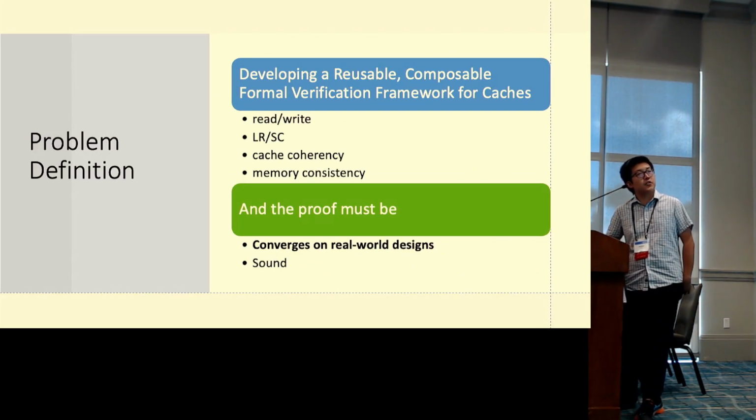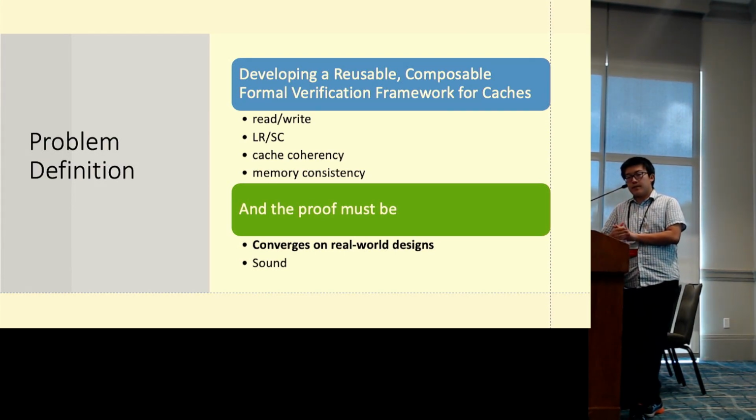So that's why we're developing a reusable and composable formal verification framework for caches. We take a layered approach to verifying different aspects of your caches. For starters, your read and write operations must be correct, otherwise coherency is irrelevant. You also need the instructions for locks, and LR and SC usually have specific microarchitecture structure to support them. If you want to make this multi-core, you also need to think about cache coherency. And last but not least, everyone's favorite thing to verify, memory consistency, which definitely nobody wrote RTL that has consistency bugs before.